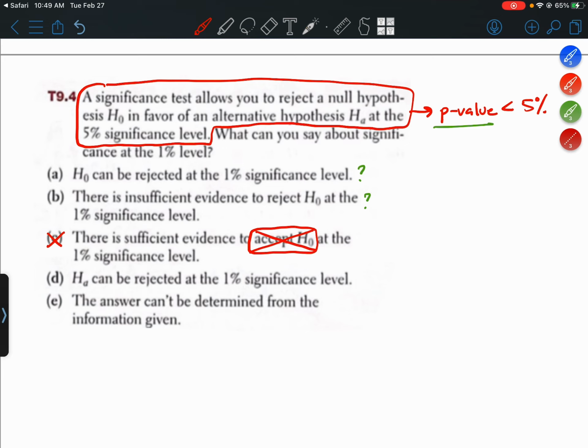D says HA can be rejected at the 1% significance level. Again, this is not appropriate statistical language. We don't talk about rejecting HA, and we never talk about accepting H0. We talk about rejecting or failing to reject H0, and we talk about having convincing evidence or not convincing evidence for HA. All right, so the correct answer is going to be E here. We can't determine what to do at the 1% significance level because we don't know the exact p-value.